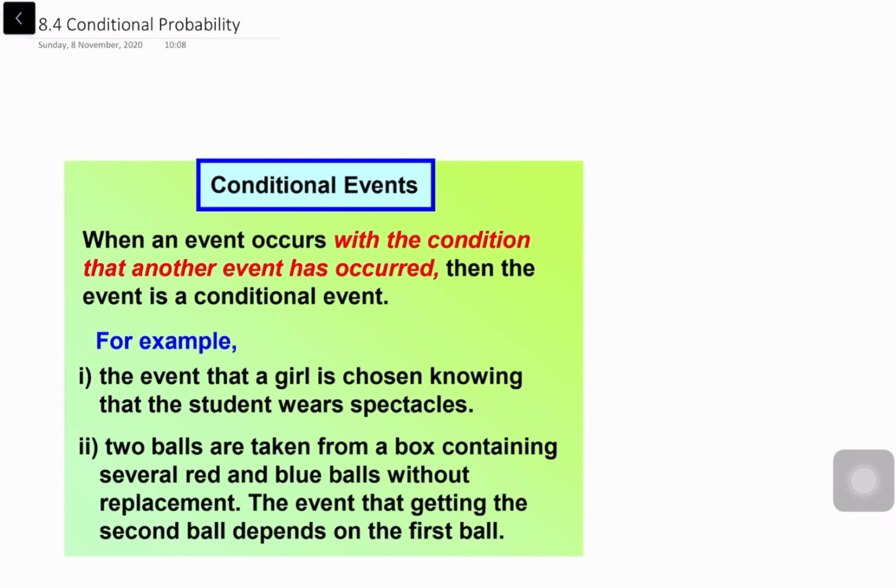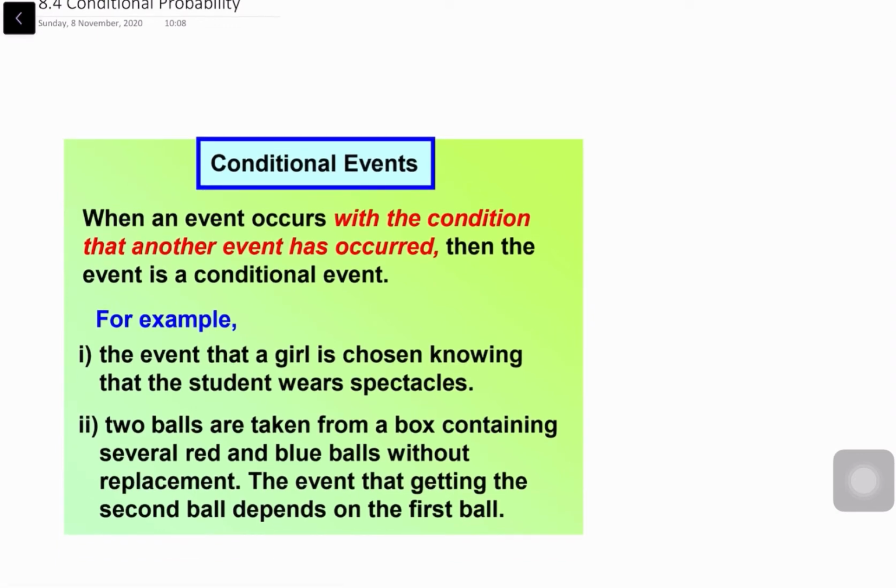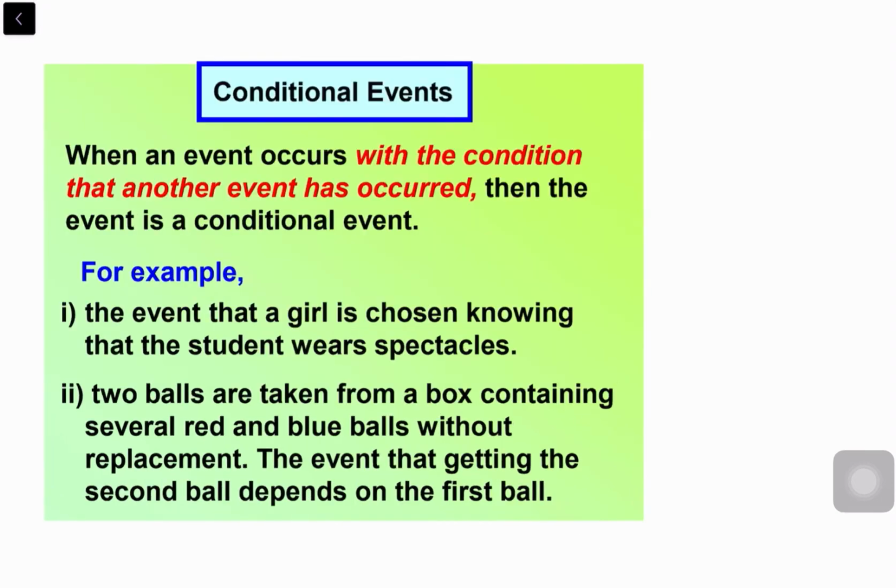For example, the event that a girl is chosen, knowing that the student wears spectacles. And secondly, let's say we have two balls taken from a box containing several red and blue balls without replacement, then the event of getting the second ball depends on the first ball. From the first example, we can see that there are two events. The first event is that a girl is chosen, and the second event is that the student wears spectacles.